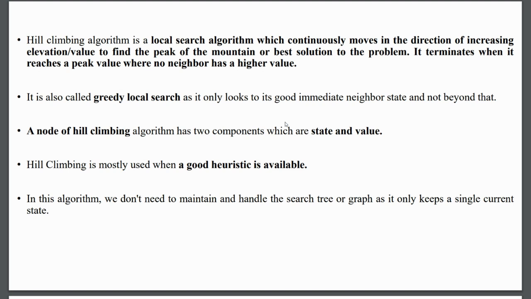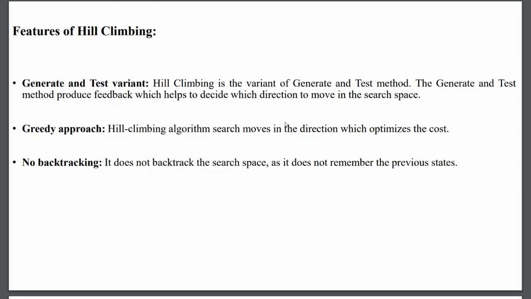In this algorithm, we don't need to maintain and handle the search tree or graph as it only keeps a single current state. So these are the features of the hill climbing algorithm. It is a variant of generate and test, where the generate and test method produces feedback which helps to decide in which direction to move in the search space. It is a greedy approach, meaning the hill climbing search moves in the direction which optimizes the cost. No backtracking: it does not backtrack in the search space as it does not remember the previous states.